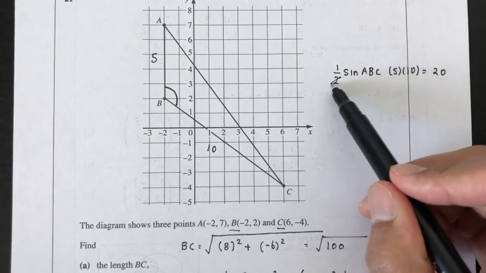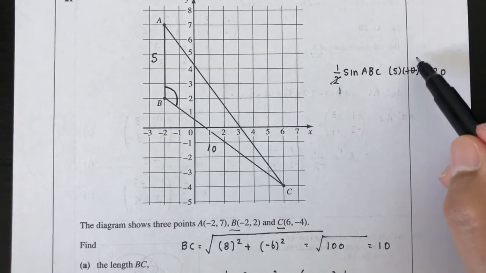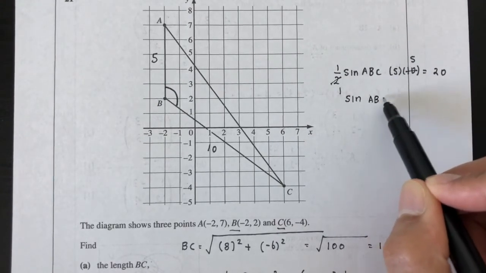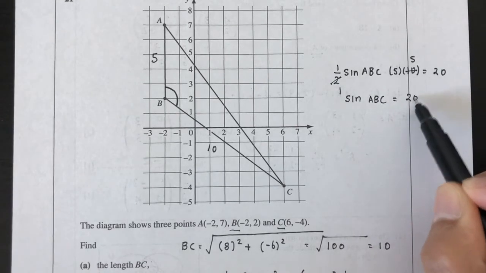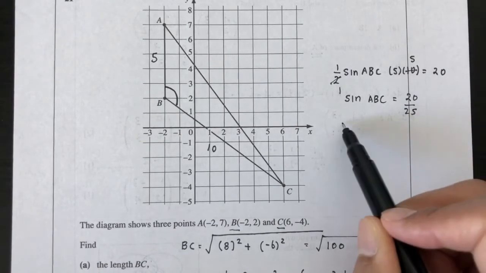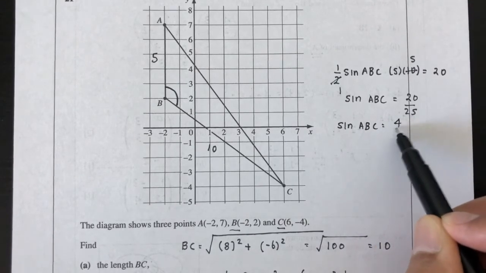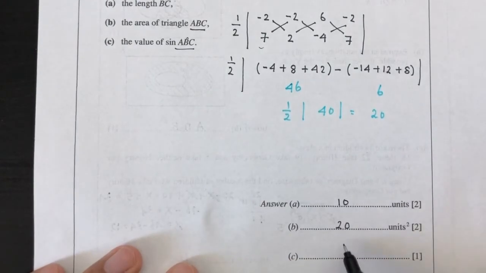That will give you this will go away, this will become 5. So sine of ABC is equal to 20 divided by 25. So sine of ABC will be 4 over 5. That is your answer for part C.